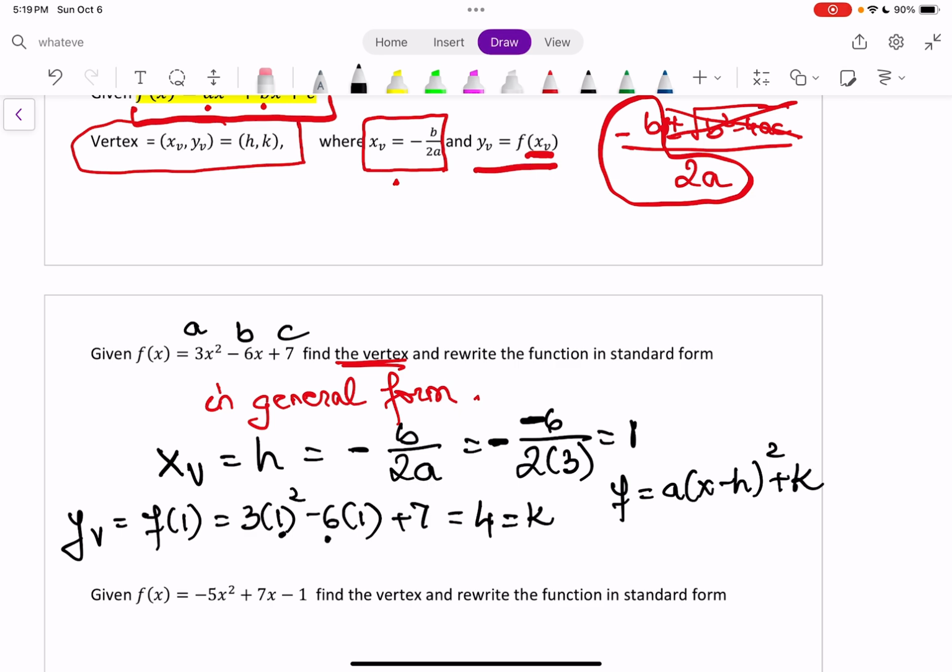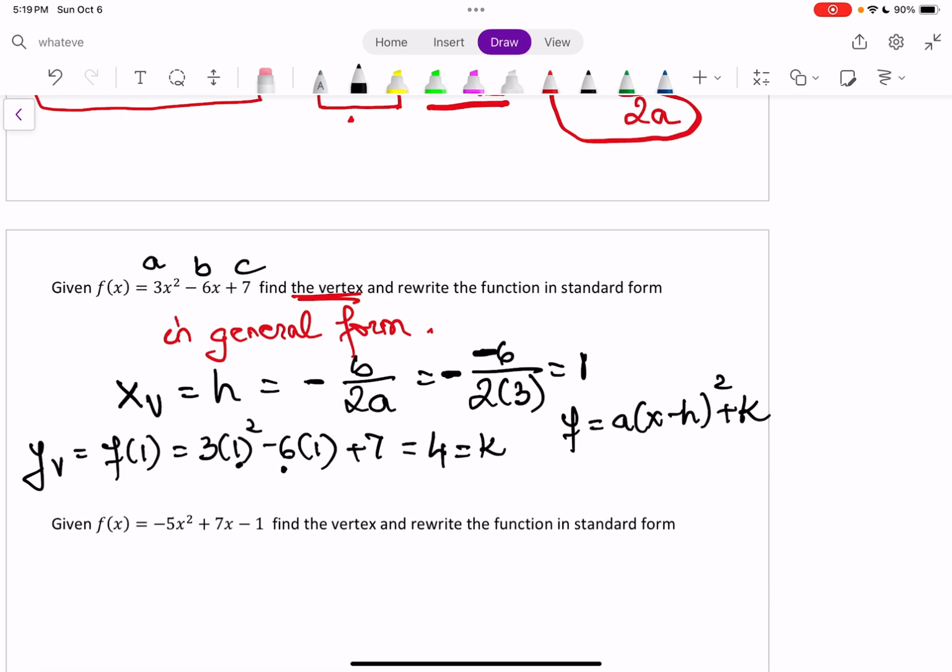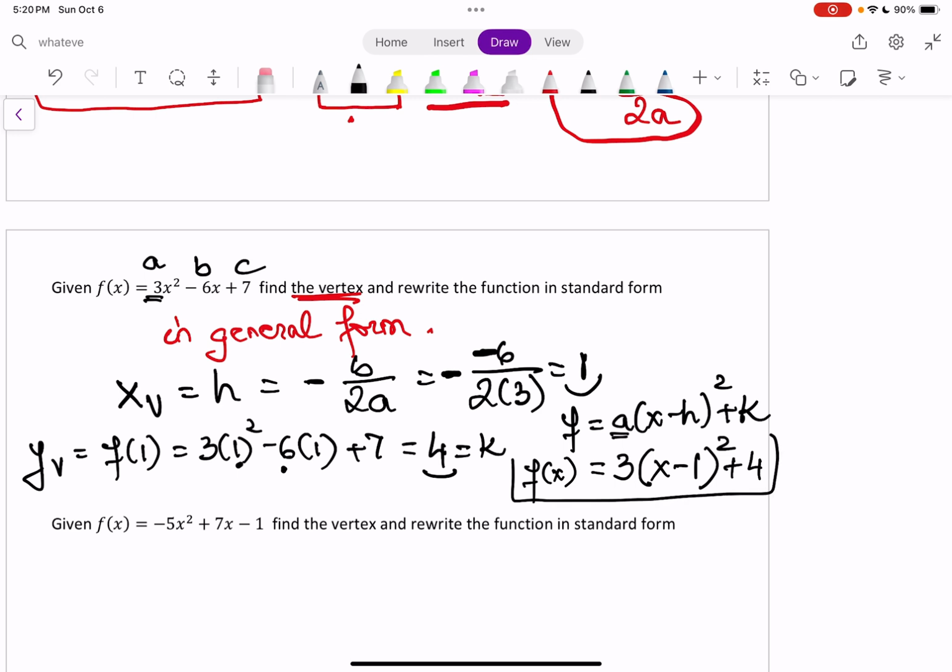So here is our vertex form. Now, what is the a value? A is the same a I have here, so therefore a is 3. X minus the x-coordinate of the vertex, we found it to be 1. K is 4, so the y-coordinate of the vertex is 4, and that's what goes there. So here it is. This is the quadratic function now written in vertex form.